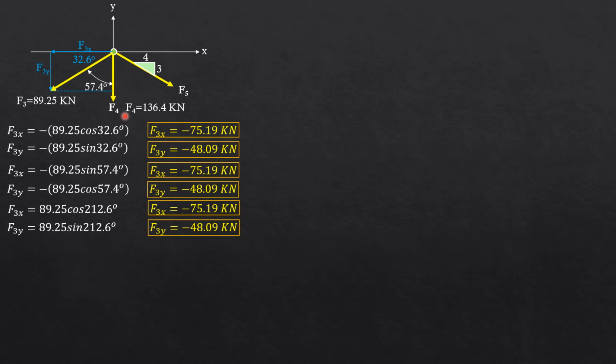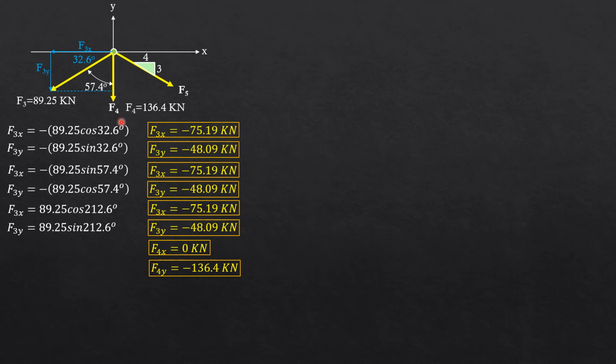F4x is 0. The magnitude is 136.4. So F4x is 0. By just looking at the figure, there's no movement horizontally. F4, because it is downward, purely downward, then it is negative 136.4 F4y. Now, in terms of the angle, from the positive x-axis to this direction, that's 270 degrees.